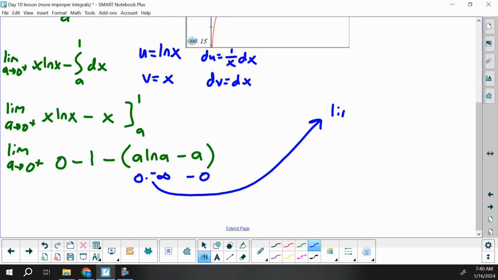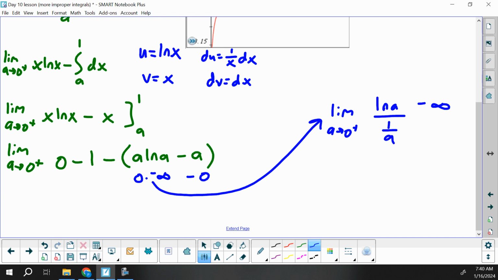So we've got limit a approaches 0 from the right. Our technique when you have a 0 times any type of infinity is you move one to the bottom. Well, that a can be more easily moved to the bottom than the natural log of a. So I'm going to leave natural log of a on top, and we'll write this as 1 over a on the bottom. We saw that this was negative infinity.